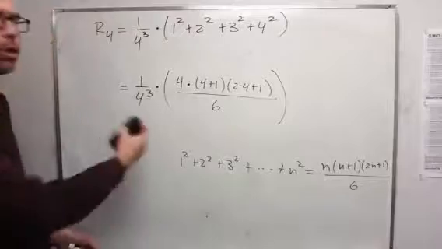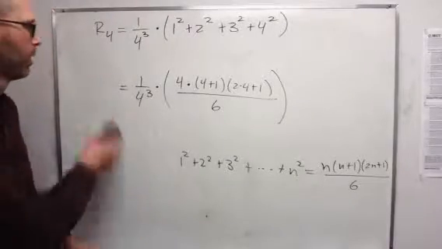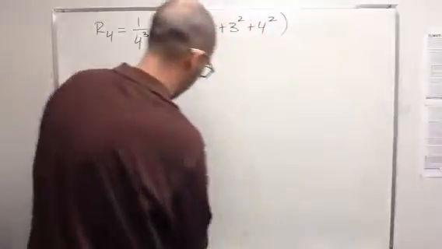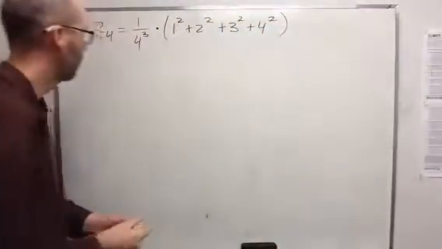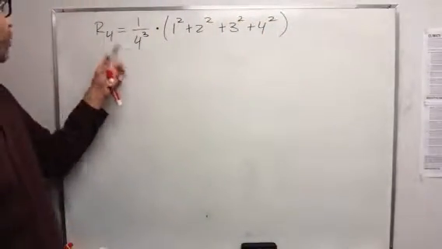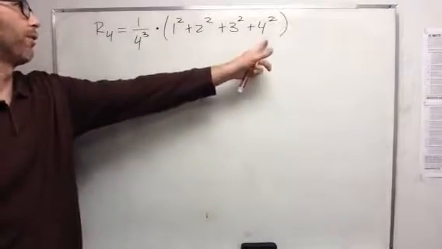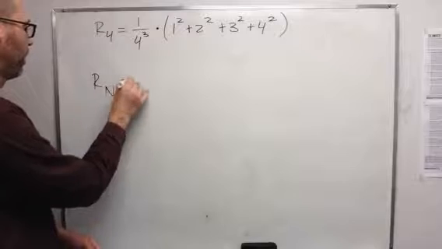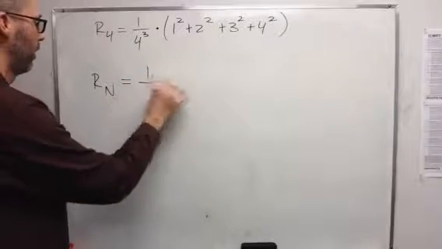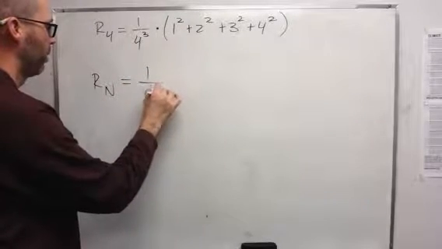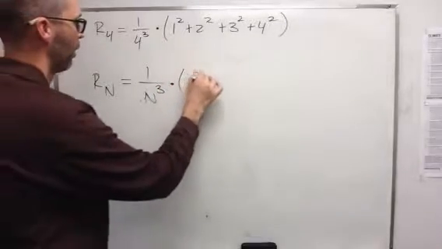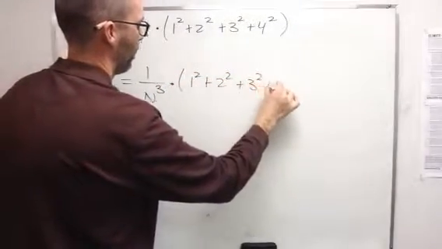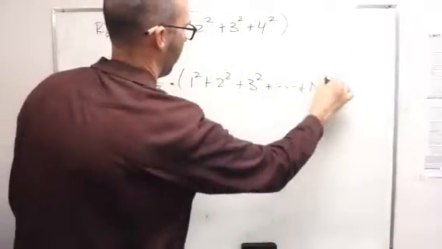Now step 2, we want to generalize. Okay, so the key for generalizing, now notice this 4 is that 4 there, and it's that 4 there. So our n, we're going to have 1/N cubed times 1 squared plus 2 squared plus 3 squared plus up to N squared.